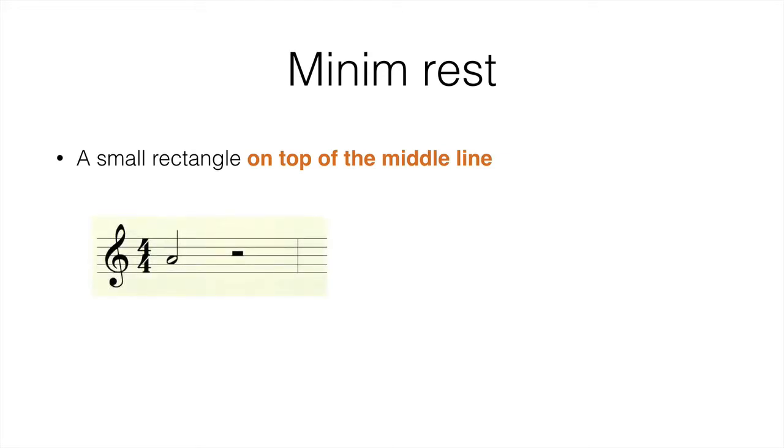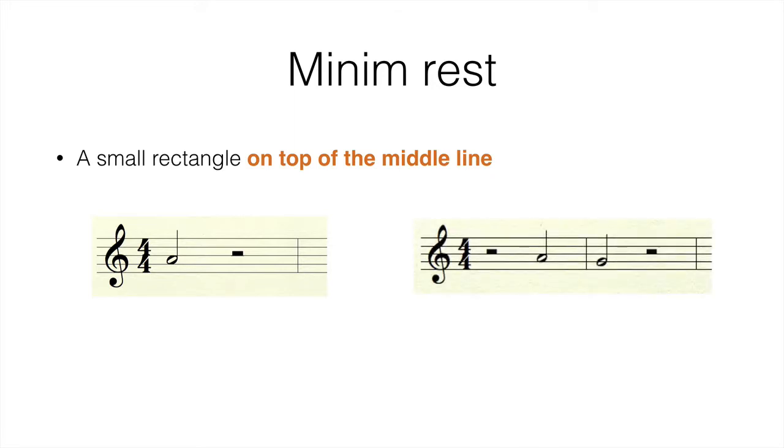The minim rest is a bit different. It's really easy. It's not difficult at all. It's just a small rectangle on top of the middle line. The middle line is the 3rd line. So this is the minim, and that's the minim rest on top of the middle line. Similarly, you can have it at the start or at the end of the bar, it doesn't matter.